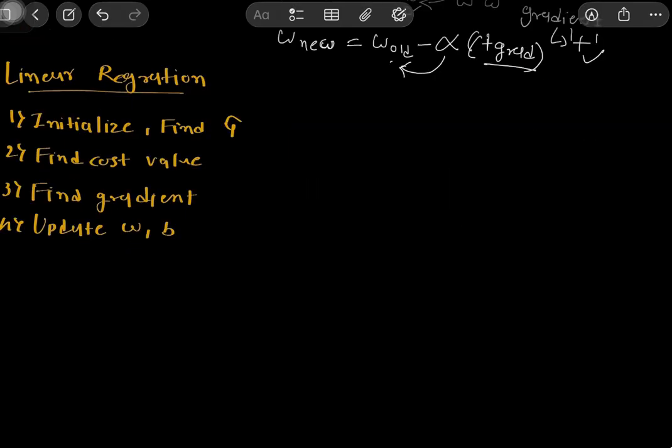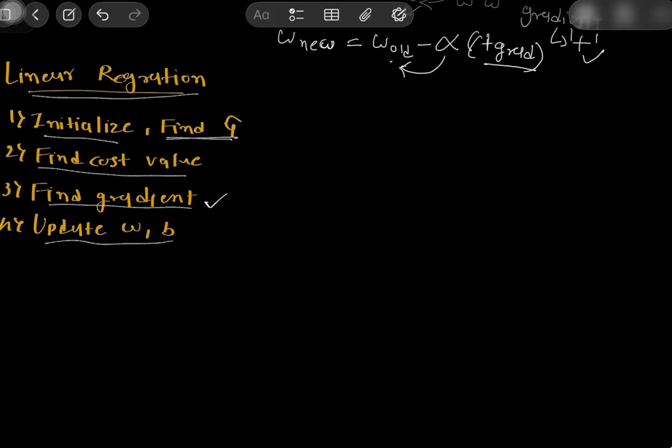So to sum up our linear regression training steps, first we initialized our W and B, and based on that we found our y hat. After that we found the cost value, which is the mean squared error value, and based on that we got our gradient. And once we got our gradient, it gave us information on which direction we have to move to find the best W and B, and based on that we update our W and B using the update rule.